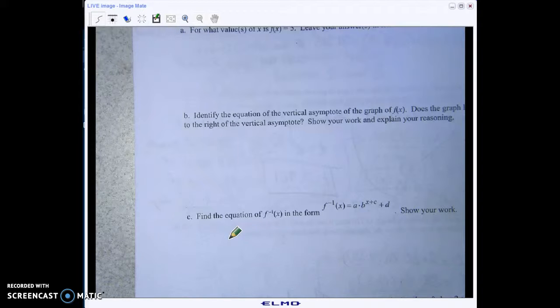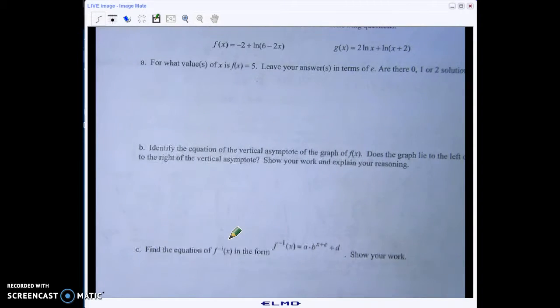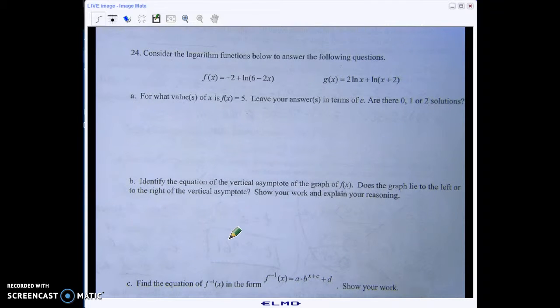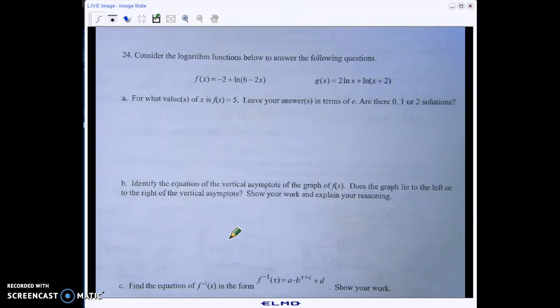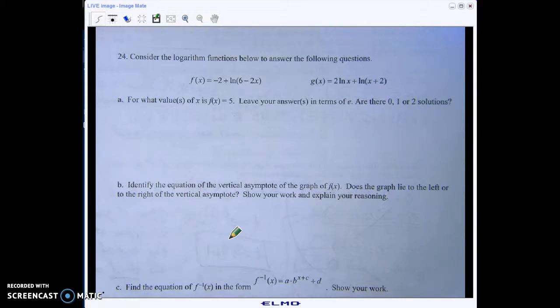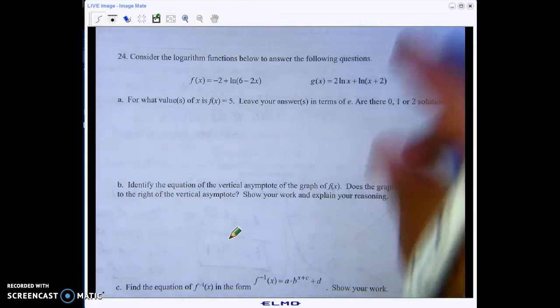All right. Here for number 24, the very final problem, we have two functions to consider. Consider the logarithm functions below to answer the following questions. f is negative 2 plus natural log of 6 minus 2x, and g is 2 natural log x plus the natural log of x plus 2. For what values of x is f of x equal to 5? Leave your answer in terms of e because that is the best answer, right? Are there 0, 1, or 2 solutions?